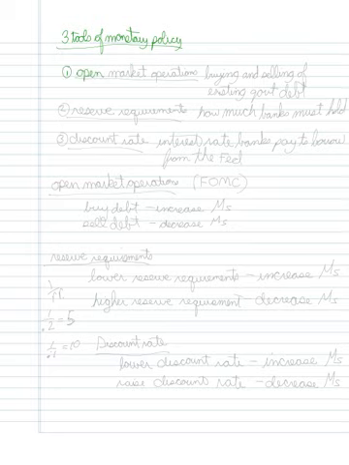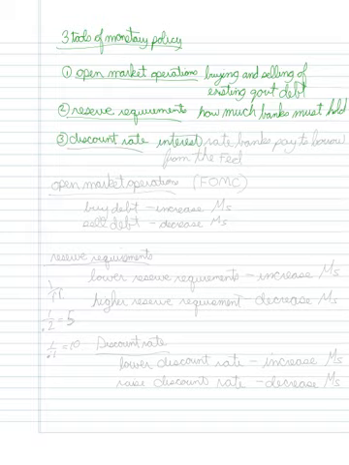And that would be, the first would be open market operations. Open market operations are the buying and selling of existing government debt. There are the reserve requirements. There would be how much banks must hold. And then there would be the discount rate. And that would be the interest rate banks pay to borrow from the Federal Reserve.